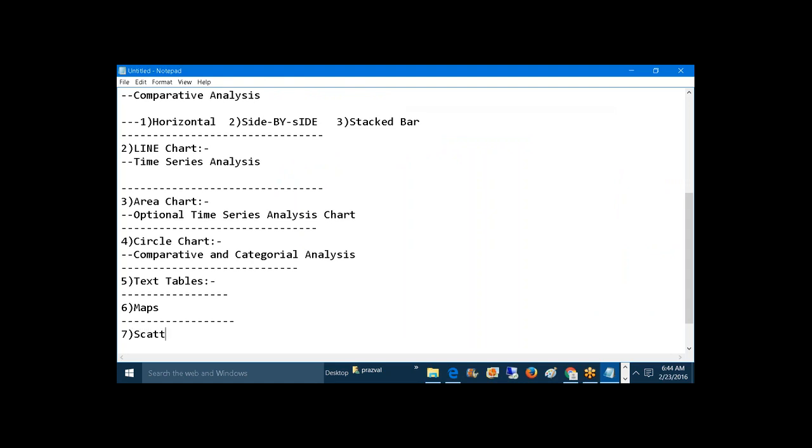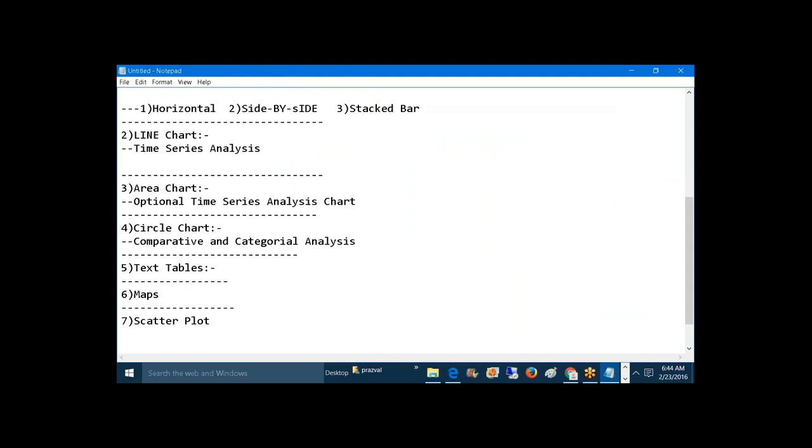And the next type of chart is the scatter plot. So what will the scatter plot do? Using the scatter plot, we can compare the relationship between two or more measures. If we want to identify the relationship between two or more measures, then we have to make use of this scatter plot. Let's say I have two measures, x and y. How to identify the relationship between x and y? In the form of a scatter plot.